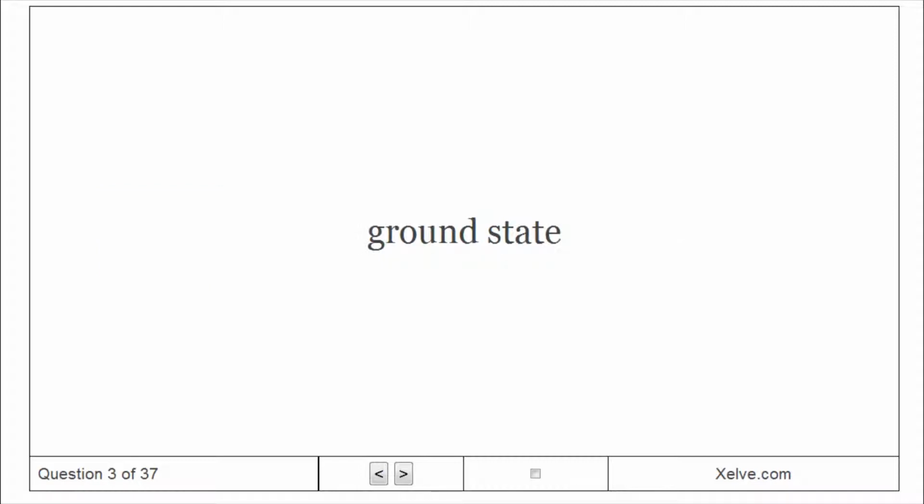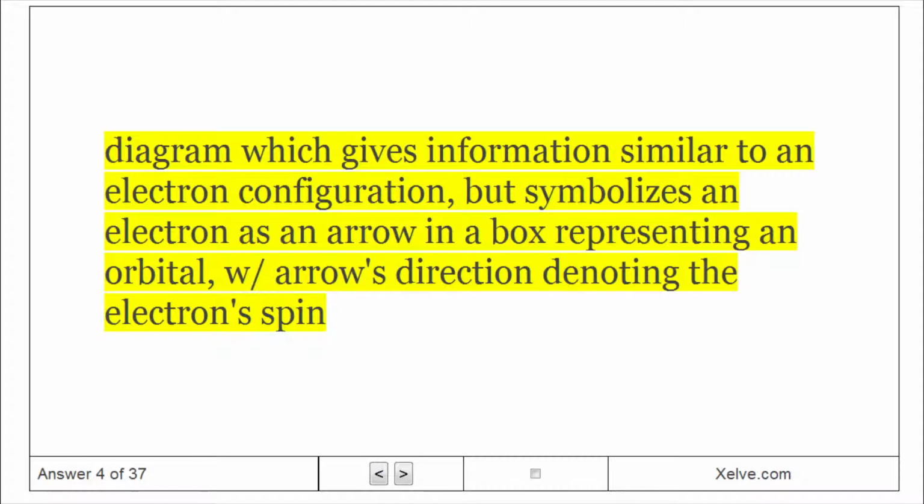Ground state. Lowest energy state. Orbital diagram. Diagram which gives information similar to an electron configuration, but symbolizes an electron as an arrow in a box representing an orbital, with the arrow's direction denoting the electron spin.